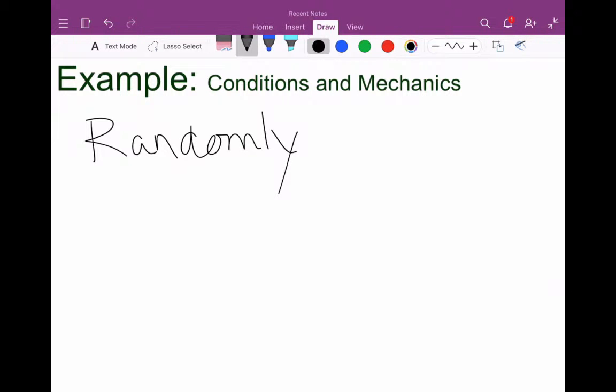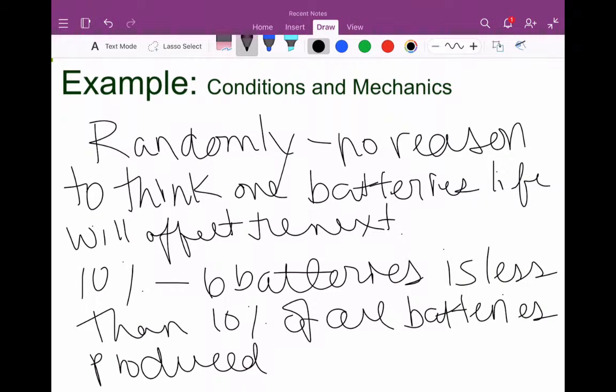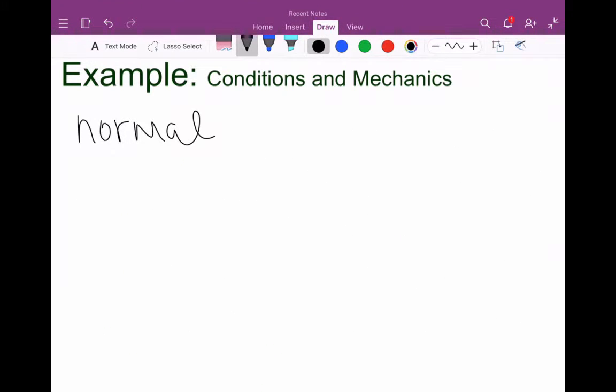So we would be okay with the independence assumption. We would say that there's no reason to think one battery's life will affect the next battery. Then we have to check the 10%. 6 batteries is less than 10% of all batteries produced. And then we have to check our nearly normal condition, and we check that by checking the histograms.